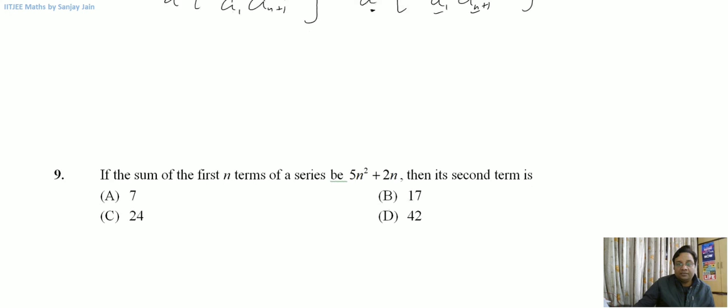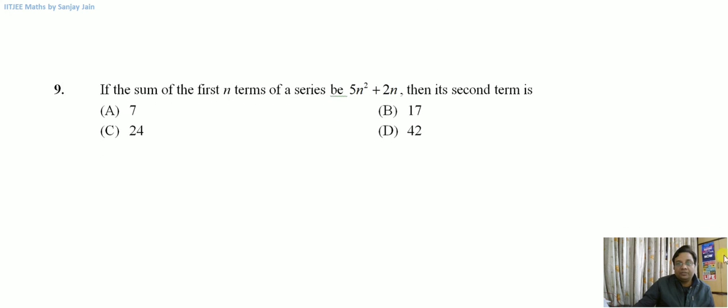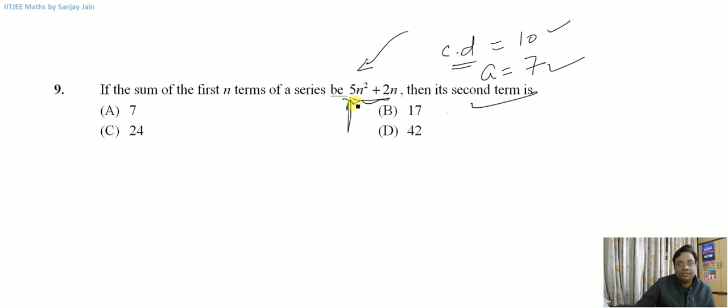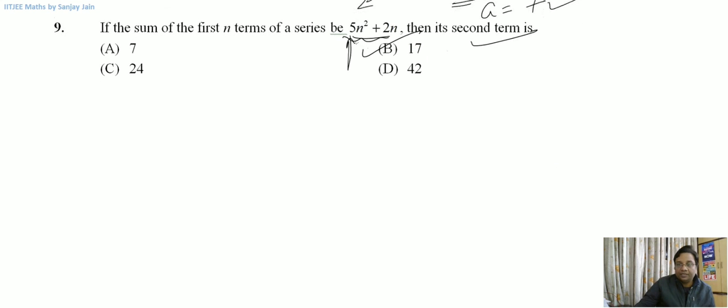The sum of the first n terms of a series is 5n square plus 2n, then find its second term. When I see this sum, I know that the common difference is double the coefficient of n square, that is 10. The first term I get by putting n equal to 1, which is 7. So the common difference is 10, the first term is 7, and the second term will be 17. This is how simple these questions are, if you know the basics, obviously.